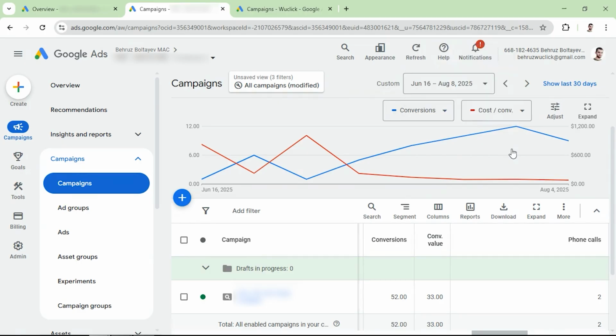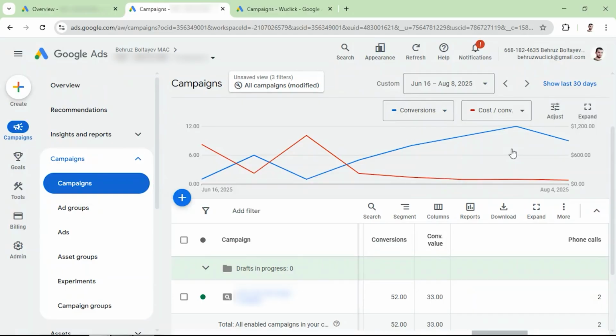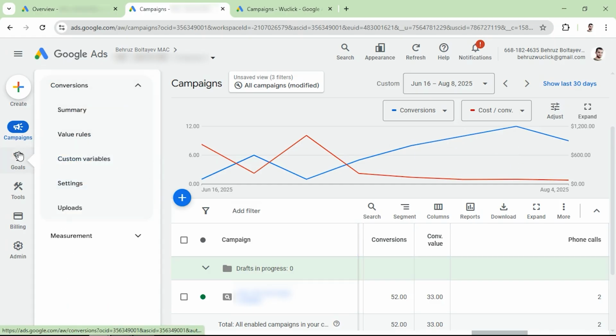So let's get started. The first thing is you should start by reviewing your conversion tracking setup. As I said, there can be three types of conversions: phone calls coming directly from the ads, phone calls coming from the website, and form submissions. You should go through them and make sure they're working properly. If they're working properly, then you can start running ads. Otherwise, you don't know whether the ads are working or whether the numbers in the conversion section are correct. You can go to Goals, and under Conversions, go to Summary.